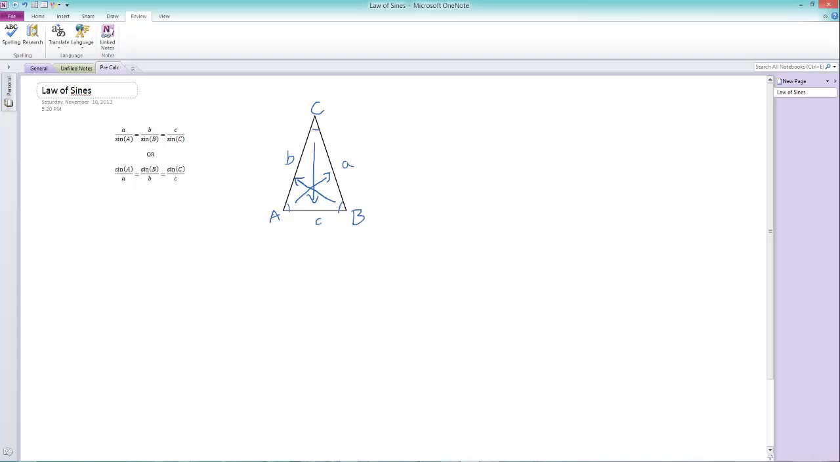So we could write a over the sine of capital A is equal to little b over the sine of capital B. And then to solve for one of those four, it's like a proportion, so we can just crisscross multiply. And a side note, we use the law of sines when we're given angle-side-angle, or side-angle. So, side-angle. That's good. Okay, so why don't we go ahead and get started?